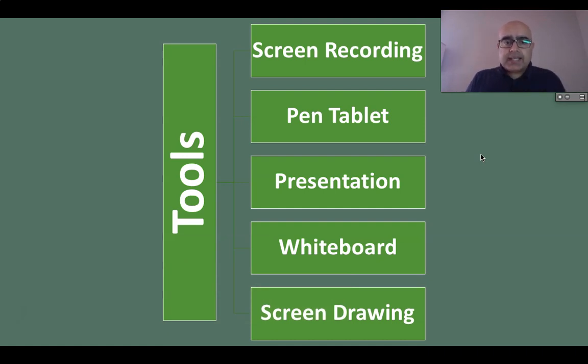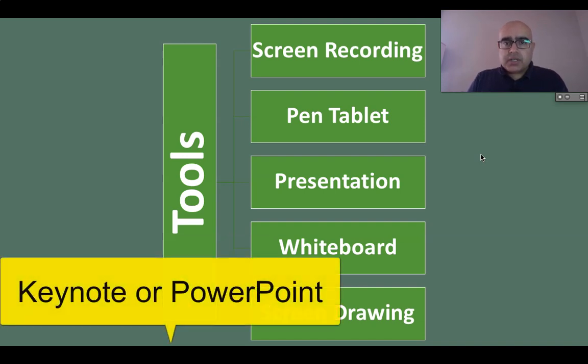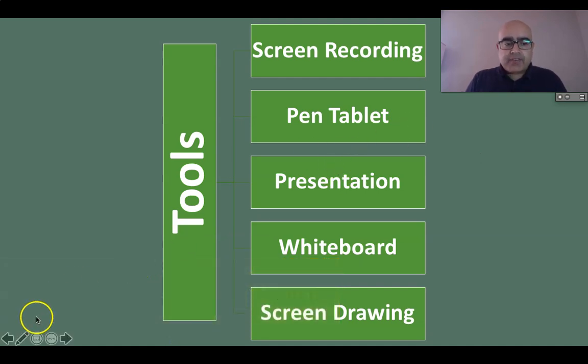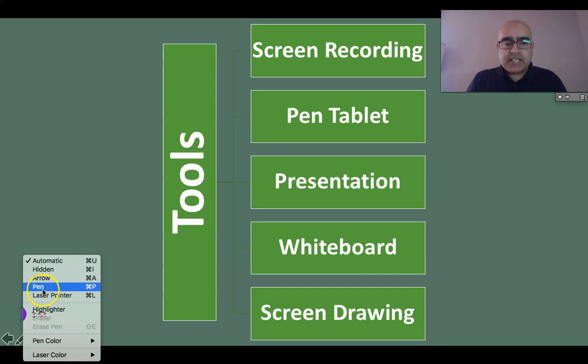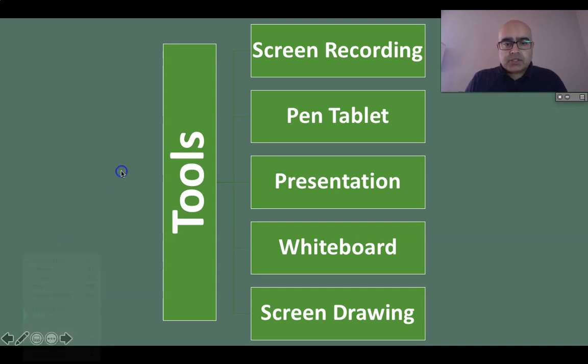The third is a presentation software. An example could be Keynote or Microsoft PowerPoint. The important thing is whichever you have, make sure that it has a functionality to switch to the pen, in which case you can write onto your PowerPoint or the presentation that you have. So this is a critical requirement.